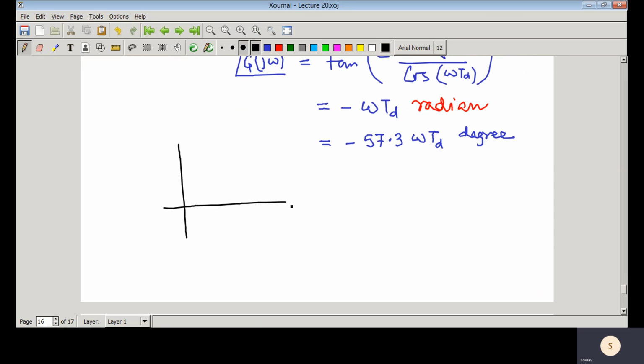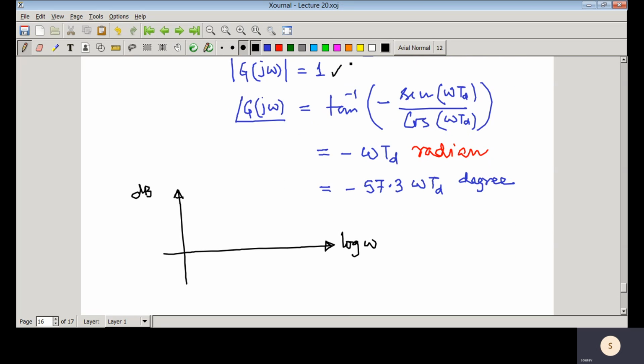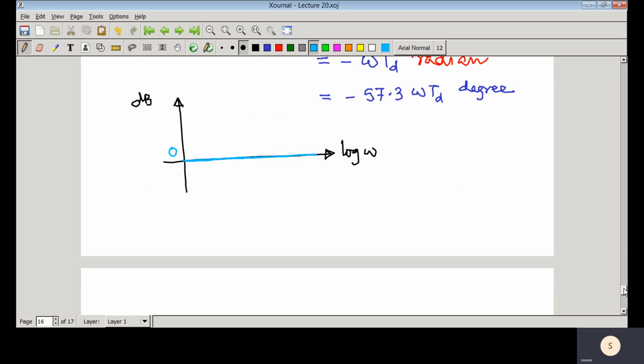So what would be that plot? Here you have log of omega, and it is in dB. As that magnitude is 1, in dB scale that would be 0. So that is 0 all through the frequency. So this is that 0 dB. So that is that magnitude plot.